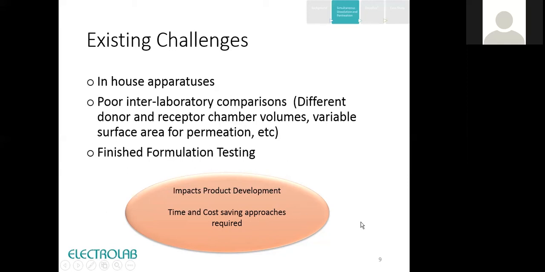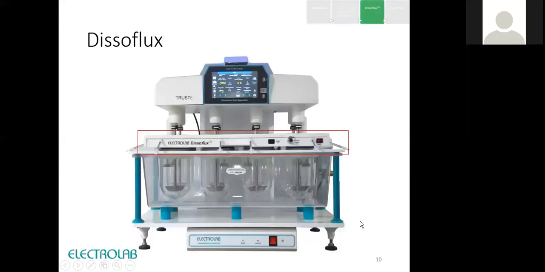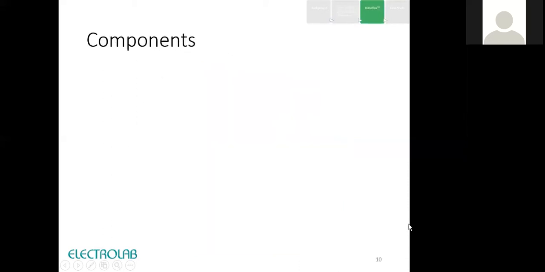So here we'd like to introduce Dissoflux, which is a tool to measure simultaneously the dissolution rate of the API as well as the permeation rate or the flux of the API. Dissoflux is placed on an 8-station dissolution tester, which is this trusty model. In the following slide, we'll understand the different components of Dissoflux.